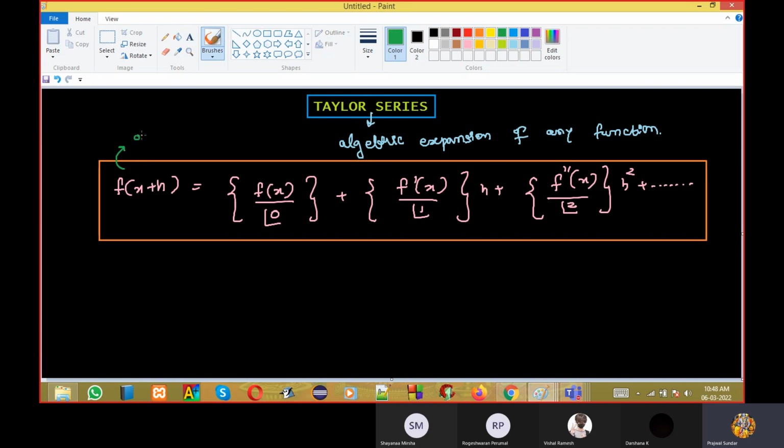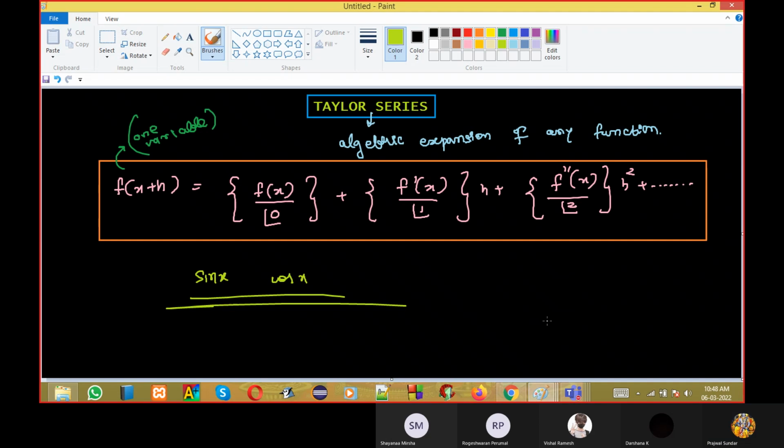Actually, ma'am has not given any question for one variable, only for two variables, but anyway, we'll solve one question. Suppose someone tells me, shall we do sin x or what? Sin x will do or cos x? Someone tell me. Sin x, right? Cos x.